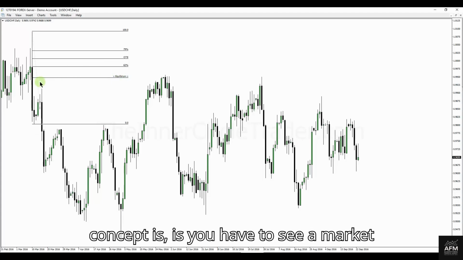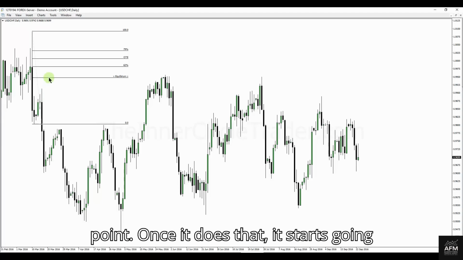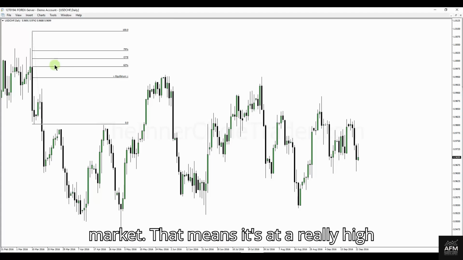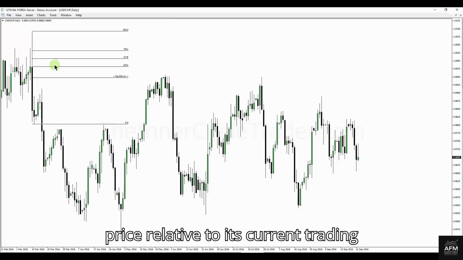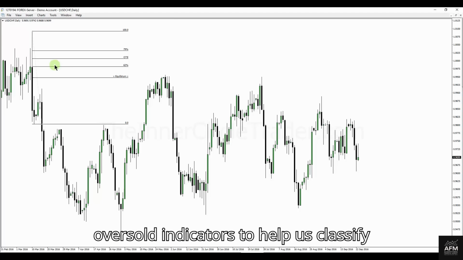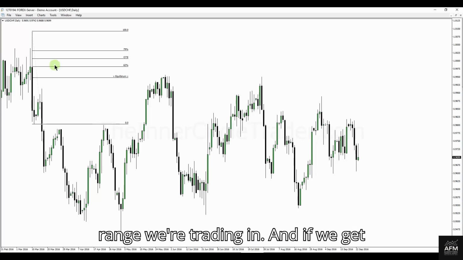But the concept is you have to see a market price move above the halfway point. Once it does that, it starts going into what is referred to as a premium market. That means it's at a really high price relative to its current trading range. We don't need overbought and oversold indicators to help us classify an overbought or oversold market. We just simply need to know the current price range we're trading in.